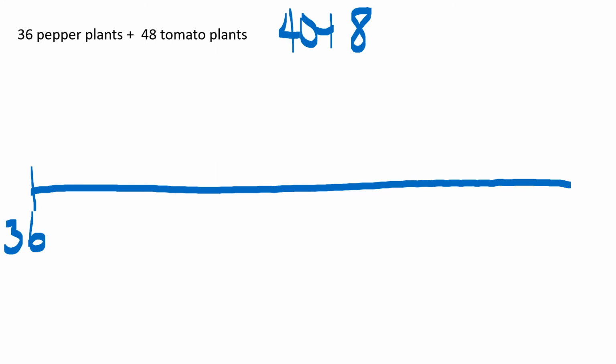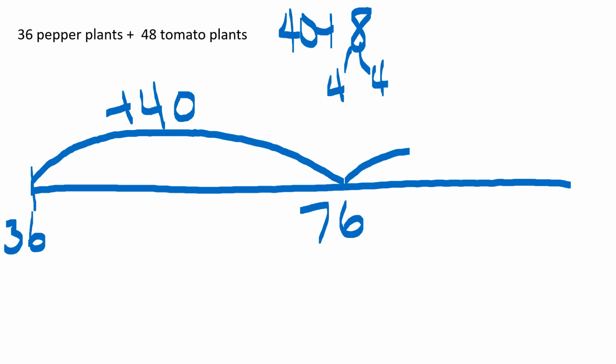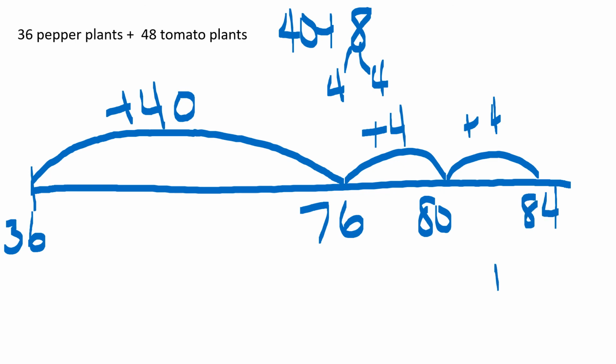If I know that 48 is made of 40 plus 8, and I know that I'm at 36, I can make a nice long jump of 40, and 36 plus 40 is 76. Then I can break my 8 down as I did before, if I need to do that, so that I have a jump of 4 to 80 and another jump of 4 to 84. And there are my 84 plants. That's just a quicker way to jump on the number line.